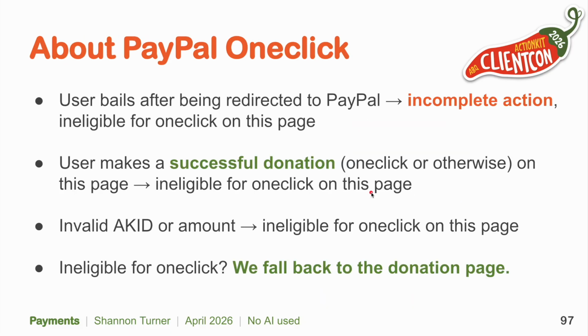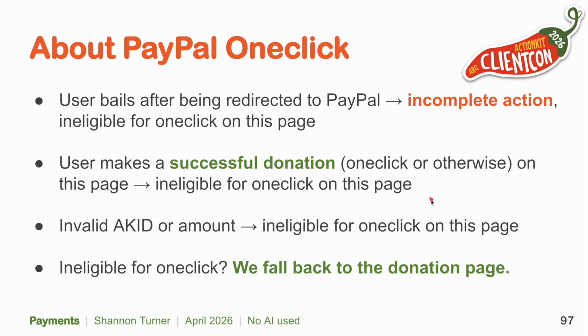Now you might be wondering, but Shannon, what happens if someone forwards their email that has a PayPal one-click link to one of their frenemies? So we actually handle this a couple of different ways. If a user has already made a successful donation on this page, whether that's a one-click donation or a regular donation, then this user is no longer eligible for one-click on this page. So the next person who clicks on that link, maybe that's from a forward, they're not going to be redirected to PayPal. They'll be sent to the donation page as a fallback.